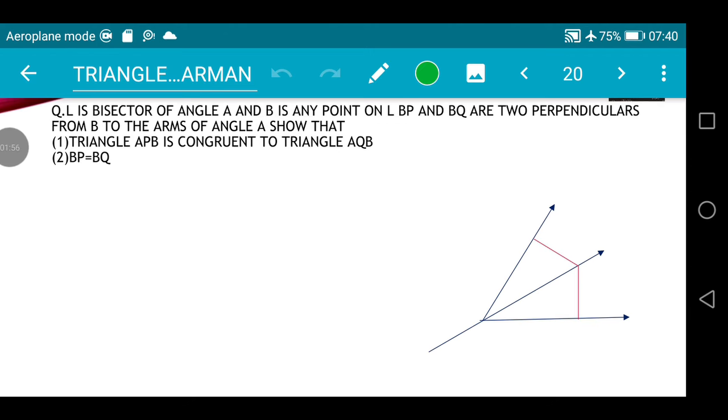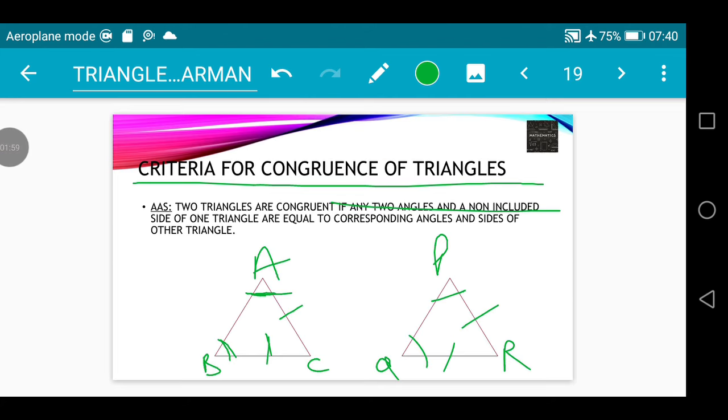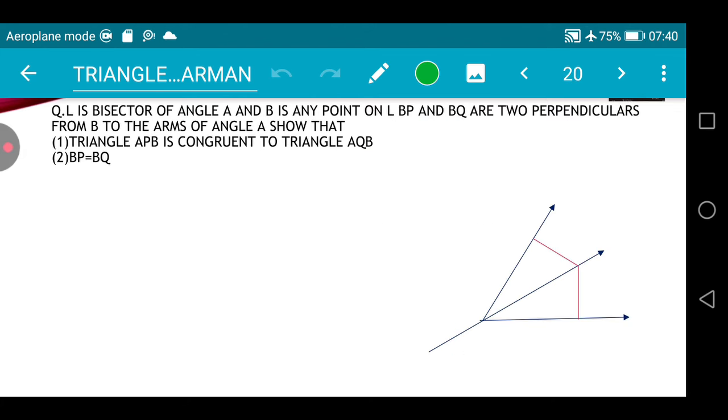We are moving to the end of the session, and this is the question from angle angle side. L is the bisector of angle A and B is any point on L. BP and BQ are two perpendiculars from B to the arms of angle A. We have to show two things: triangle APB is congruent to triangle AQB, and BP equal to BQ. This is from class 9th, but it can also be used in class 10th, because class 10th has congruency and similarity both.